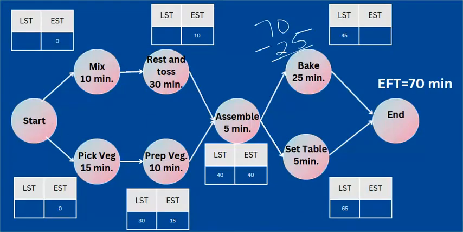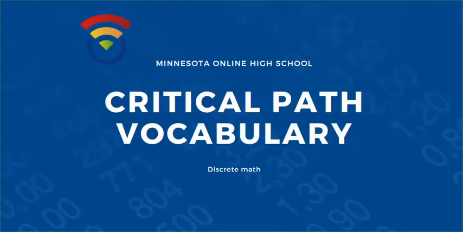For example, let's look again at prepping vegetables. The latest I can start it is 30 minutes. The earliest is 15. When I subtract that, I get a slack time of 15 minutes. That means I have an extra 15 minutes to decide when to do the task. We will continue to work with this vocabulary in upcoming assignments.